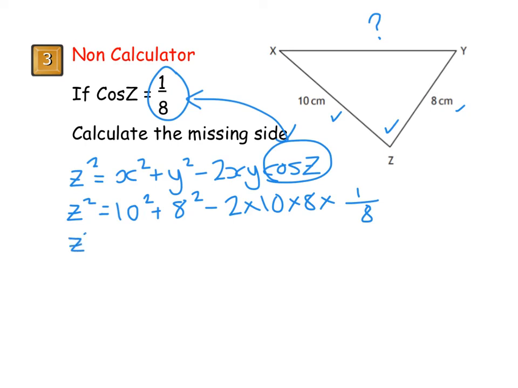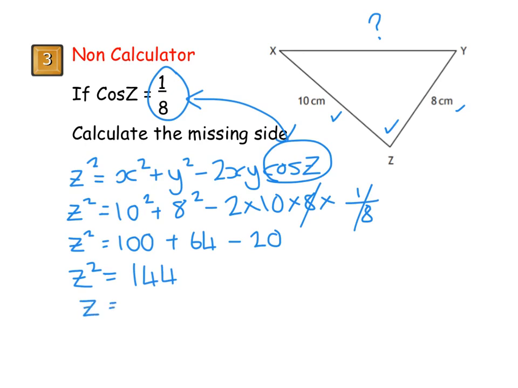So we don't have a calculator, so this is the one and only time you have to do it bit by bit. 10 squared is 100, 8 squared is 64, 2 times 10 times 8, and then an 8th is cancelling out. So these two kind of counteract each other. So it's then take away 20. z squared equals, well, that gives us 144. I would be a bit worried at this point if it didn't give me a square number, considering I don't have a calculator. And we should all know that the square root of 144 is 12. So the missing side is 12 centimetres.